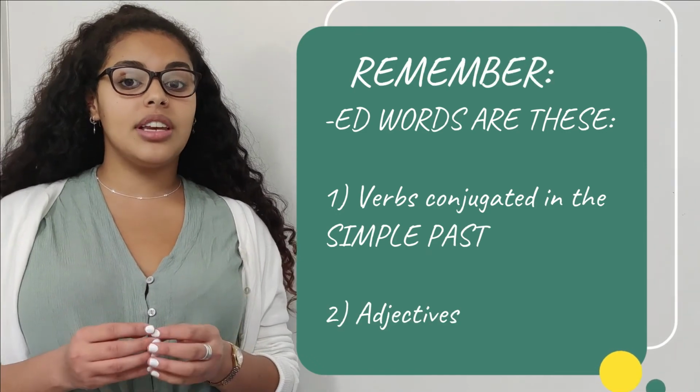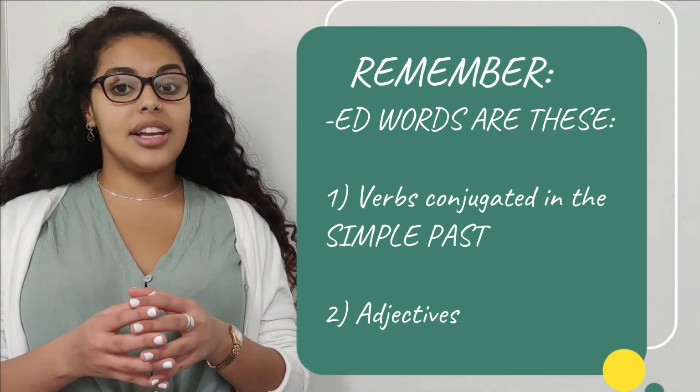And there you go. Those are the three different types of pronouncing ED words. So remember, ED words can either be verbs that are being conjugated into the simple past or they're adjectives.